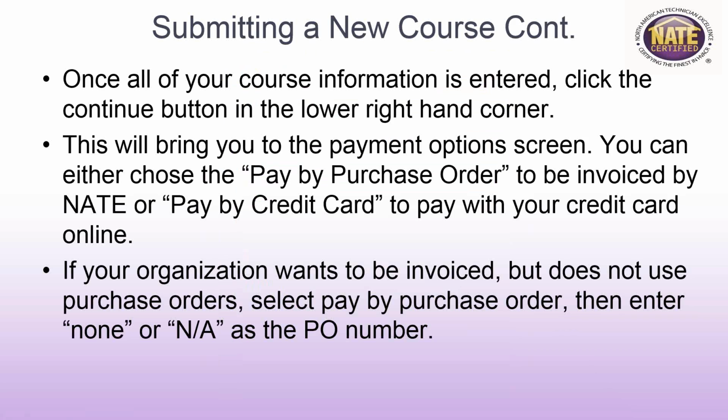Once all your course information is entered, you can click the Continue button in the lower right-hand corner, and that's going to bring you to the Payment Options screen. You can either choose to pay by purchase order, to be invoiced by NATE, or pay by credit card to pay with your credit card right there on the spot online. If your organization wants to be invoiced but does not use purchase orders, you still want to select pay by purchase order and then enter in none or NA as the PO number.